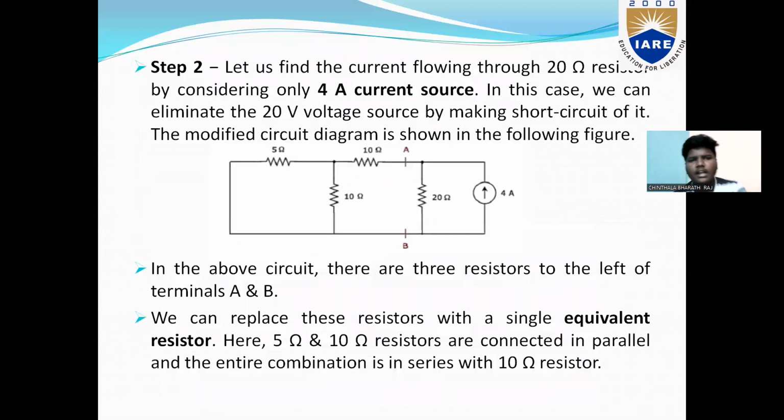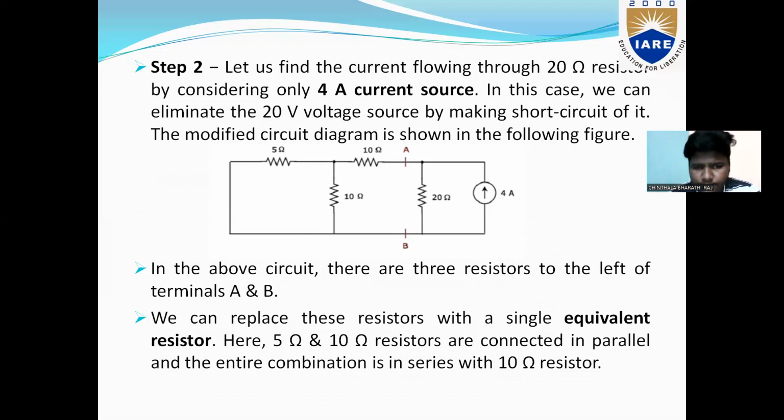Now step 2. Let us find the current flowing through the 20 ohm resistor by considering only the 4 amp current source. In this case, we can eliminate the 20 volt voltage source by short-circuiting it. The modified circuit is shown in the following figure, and the final diagram is this.